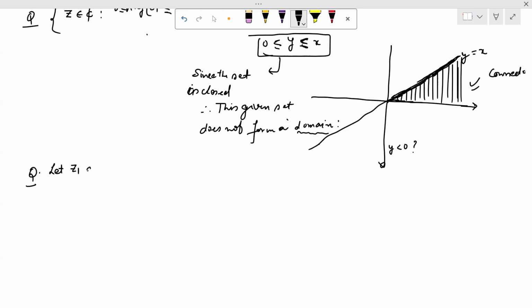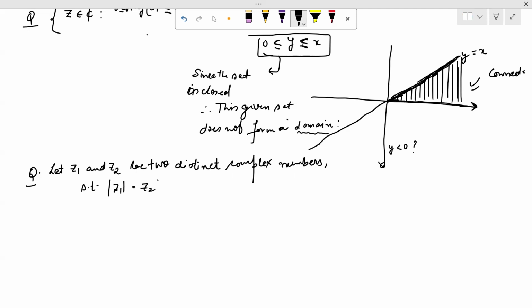Let Z1 and Z2 be two distinct complex numbers. Okay, so I hope you got the point. This point is clear. So let Z1 and Z2 be two complex numbers such that modulus of Z1 is equal to modulus of Z2 is equal to 1, and Z1 plus Z2 is equal to 1.